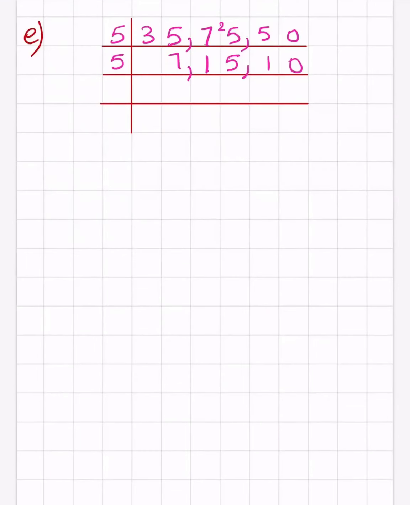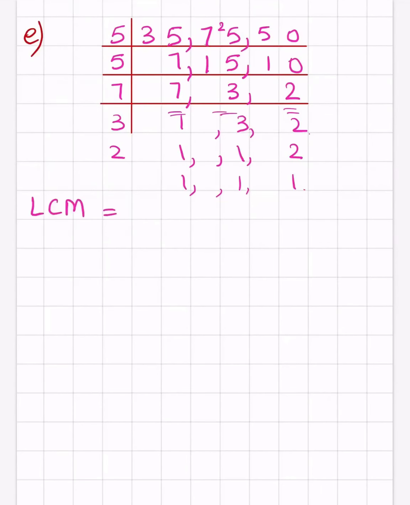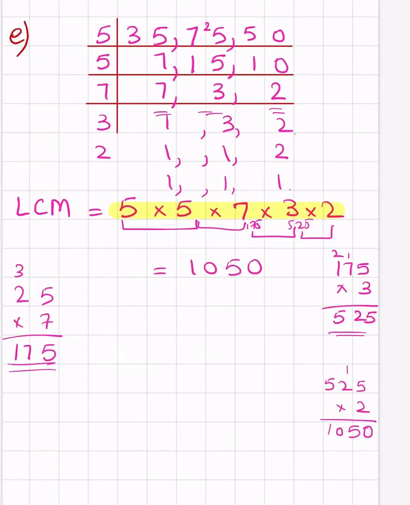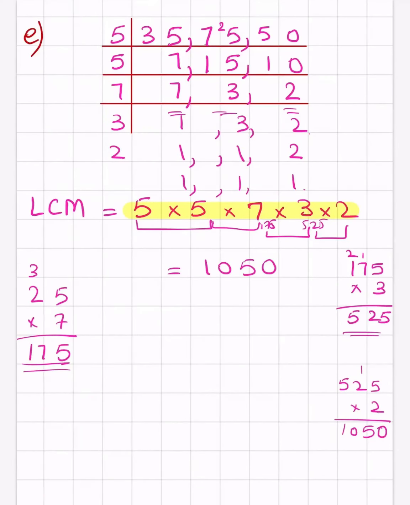Let's do it again with 5. 7 doesn't come in the 5 times table, so we're going to write 7 as it is. 5 3s are 15, and 5 2s are 10. If you want, you can write 7 1s are 7, 3 1s are 3, and 2 1s are 2. Since I know these are all prime numbers, I'm not going to move on further. If you want, you can do it like this. So let's multiply this. So our final answer is 1050. It's not tricky at all. Just go stepwise and you'll understand everything.